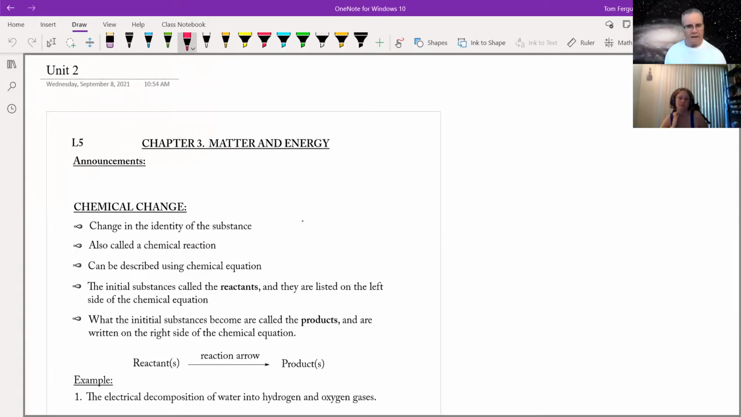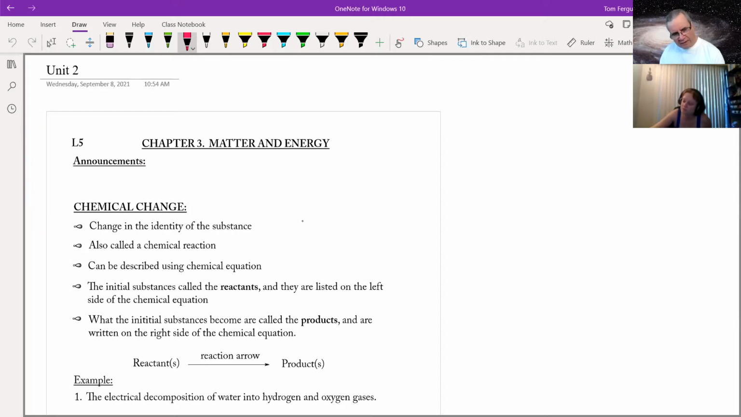Okay. So we're going to actually get into more classical chemistry in Unit 2. Unit 1 was almost like a math class. It didn't have a lot of chemistry there. But now we're getting into real life chemistry stuff. Okay.